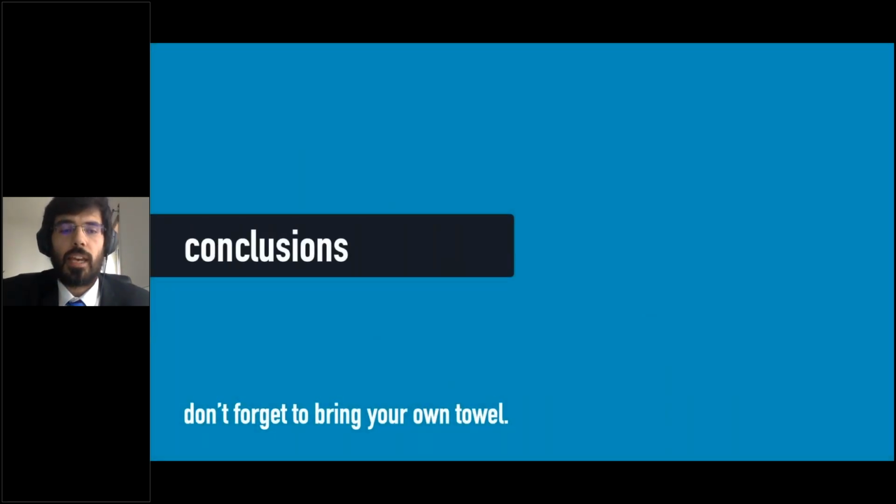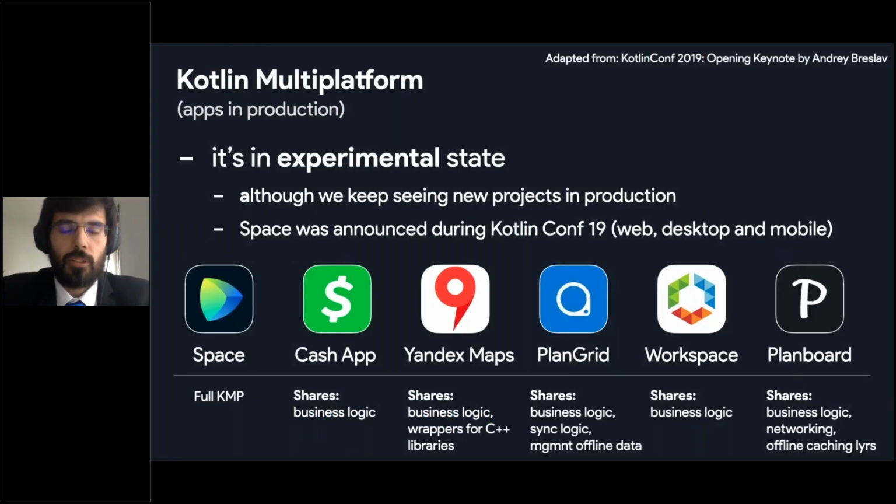Some quick conclusions. This slide is from last Kotlin Conf, because this question on how much it's worth sharing, we've seen it a couple of times, and it depends a lot on your application. For instance, JetBrains announced its space, and they say that it was full Kotlin multi-platform. Everything is done on Kotlin multi-platform. Cash App, for instance, decided that they are only sharing their business logic. Yandex Maps is sharing their business logic. Wrappers for C++ libraries. Planboard is sharing business logic, networking, offline caching layers. So it's what makes sense on your application that you should share.